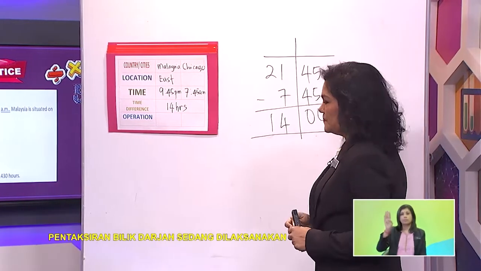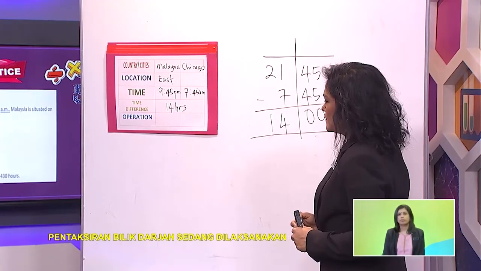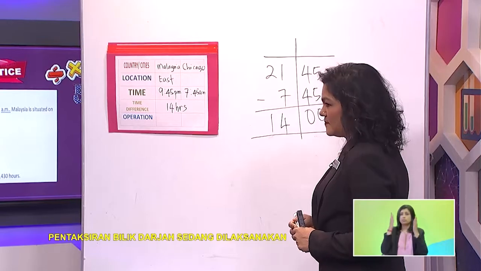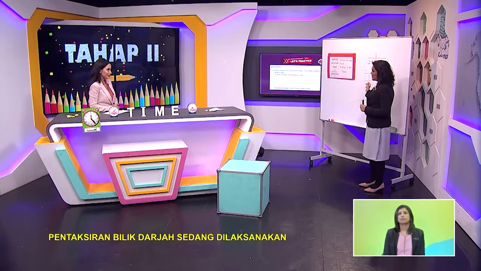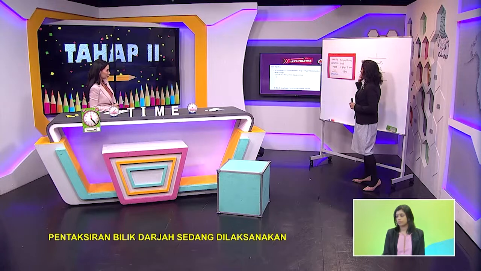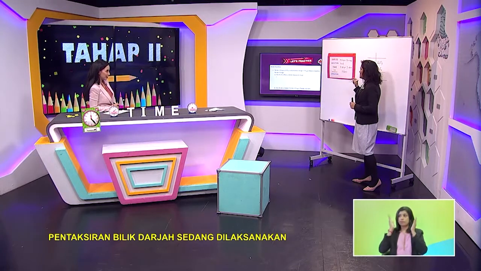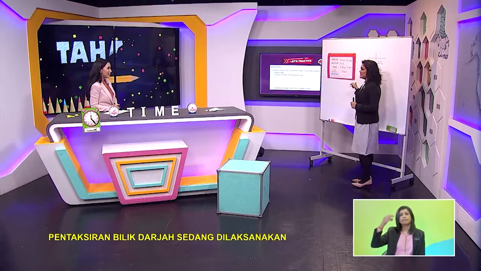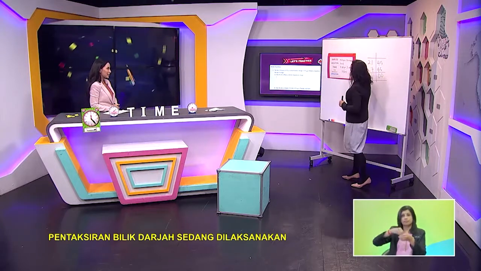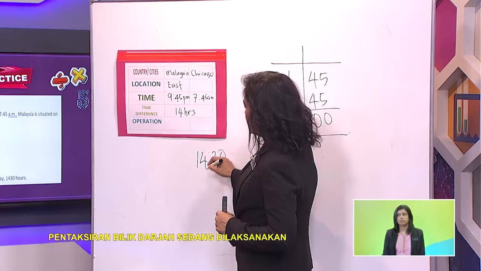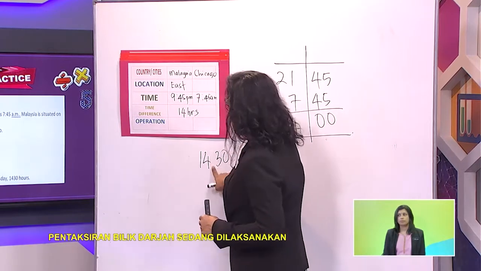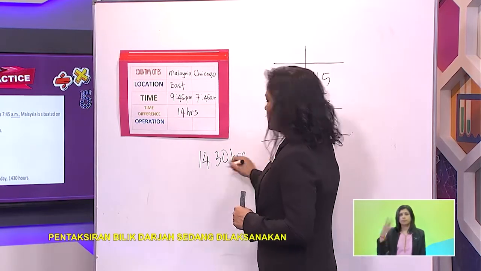Now, what's the next question? The next question is B. State the time in Malaysia if the time in Chicago is Thursday, 14:30 hours. It's different, right? Now they want the time in Malaysia. 14:30 hours, so that means it is in the 24-hour system.